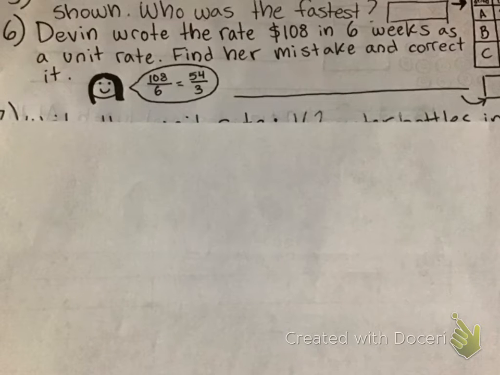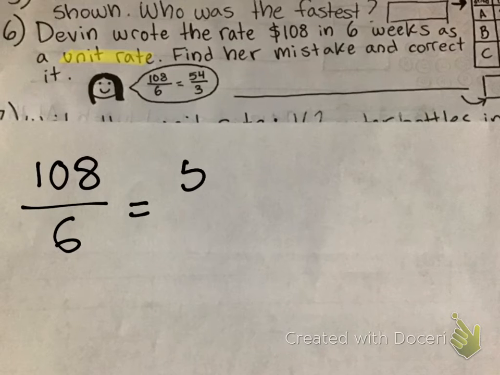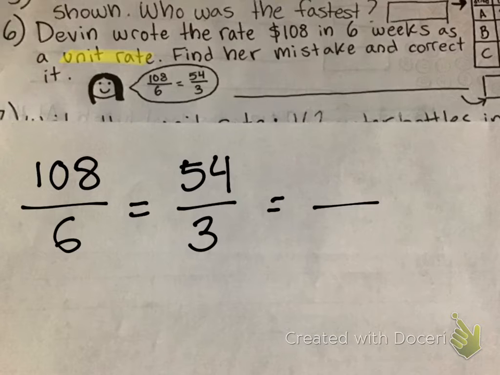Devin wrote the rate 108 in 6 weeks as a unit rate. Find her mistake and correct it. So I wrote 108 over 6, and my unit rate was 54 over 3. What's my mistake, Michelle? A unit rate has to have 1 on the denominator. That's the mistake. So, what would our correct answer be?